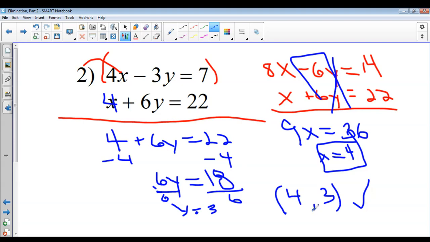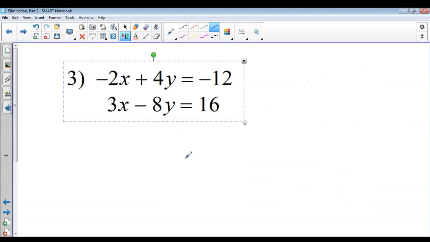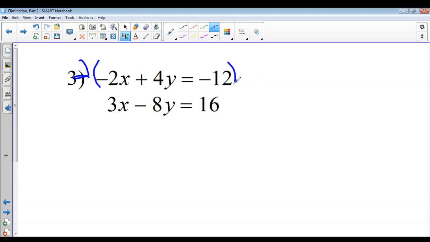All right, 2 more that I'm going to do with you. Here we go. This one. All right, what's the choice? We can eliminate the x's or eliminate the y's. Which one can we do in one move? Yeah, the y's, right? So the y's, if we think, how do I get them to be opposites? If this is a positive 8, then they will be opposites, right? So 4 times what will give us positive 8? We're going to need to multiply the top row by 2, right?